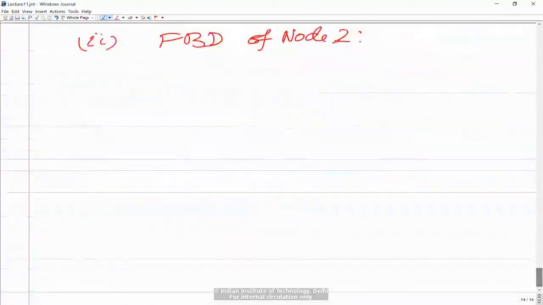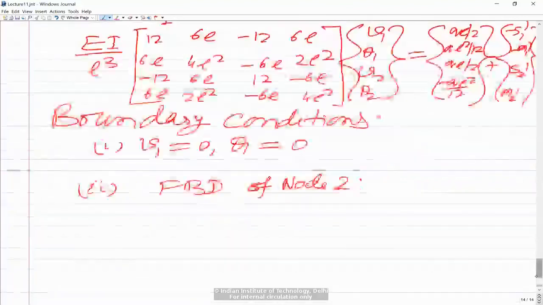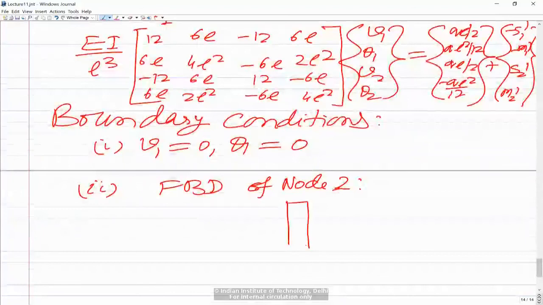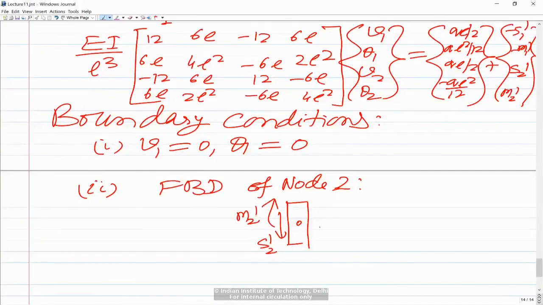so if I draw the free body diagram of node 2, I am only drawing node 2 here. So this is node 2. On the right side there are no forces, but on the left side there are going to be force reactions from the element. So we will have S21, because S21 on the element is in the upward direction, so on the node it is in the opposite direction. Similarly we will have this M21 in the opposite direction to that on the element.